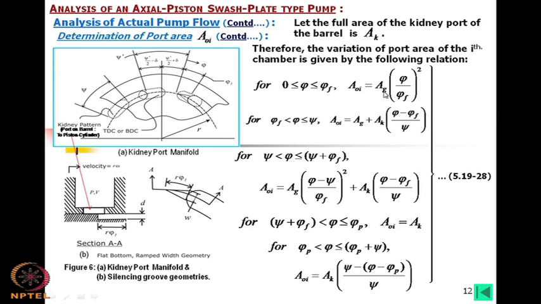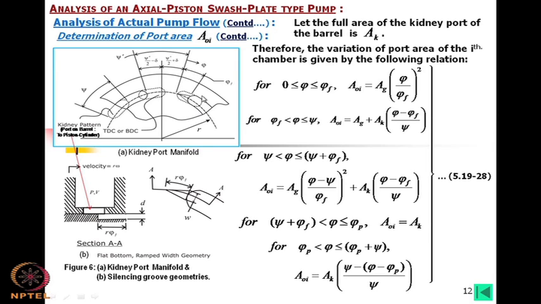AG is the total area of this angle. So, it is given by this, the total area of the silencing groove, the flat area. Then after completing this, when it is going inside, we may consider this area. So, this triangle is already exposed, then a part of this area is going inside this kidney port.